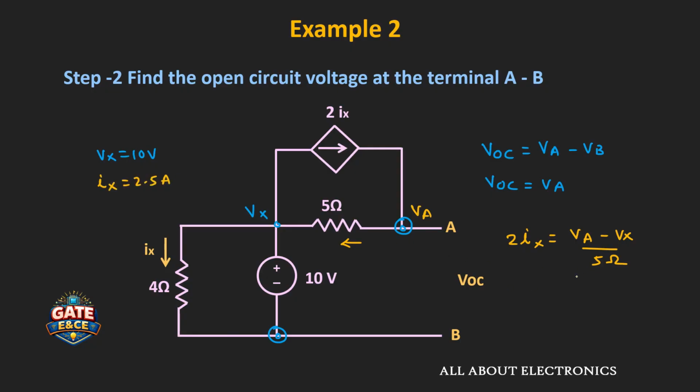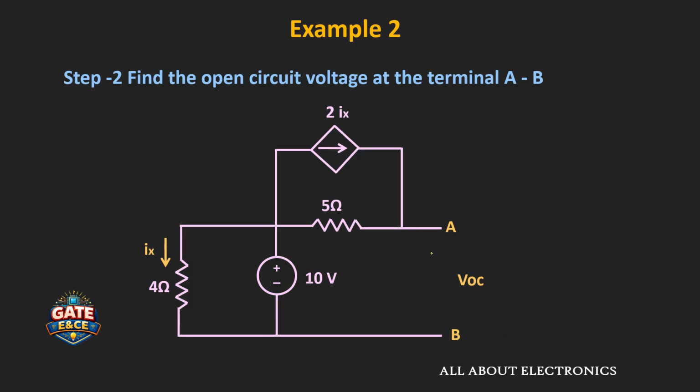That means from this we can say that 2 times 2.5 ampere is equal to (Va minus 10 volt) divided by 5 ohm. That means the value of Va is equal to 35 volt. Or in other words, the open circuit voltage VOC is equal to 35 volt. So in this way, we got the value of VOC as 35 volt, while the value of the short circuit current is equal to 7 ampere.